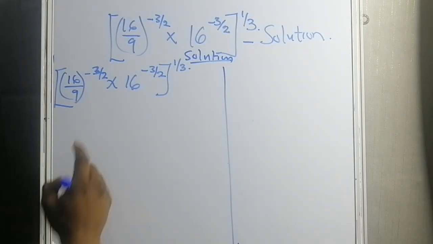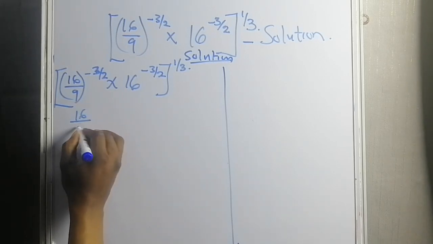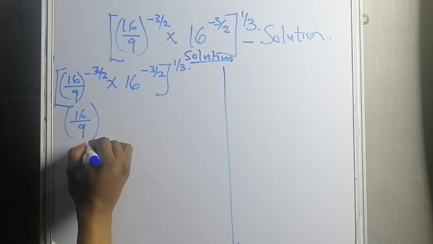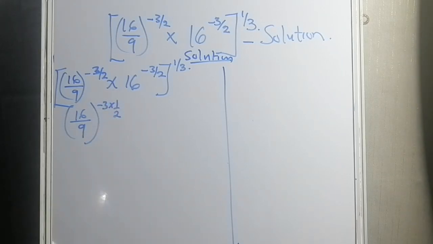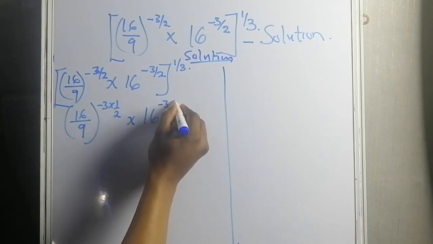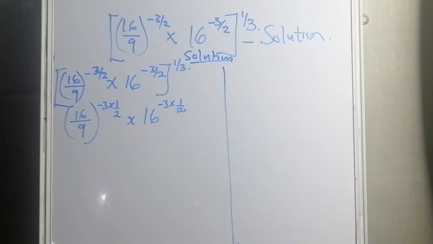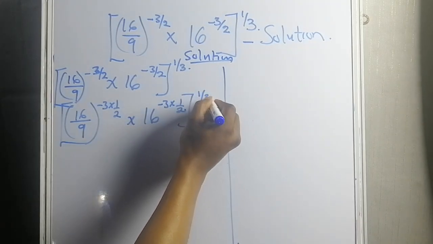Very simple. All you just need to do, this is the same thing as saying 16 over 9 to the power minus 3 times half. It's still the same thing. I needed to split it out so that you can understand. Then 16 to the power minus 3 times half is the same thing. So then you have everything raised to power 1 over 3.